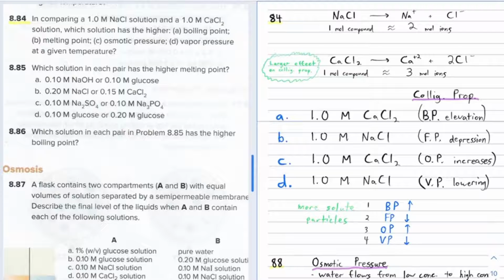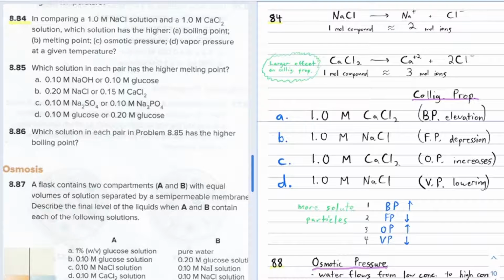But calcium chloride gives you more ions. 1 mole of calcium chloride gives you a calcium and 2 chlorides, which is 3 moles of ions. So the calcium chloride solution is going to have a larger effect on the colligative properties.